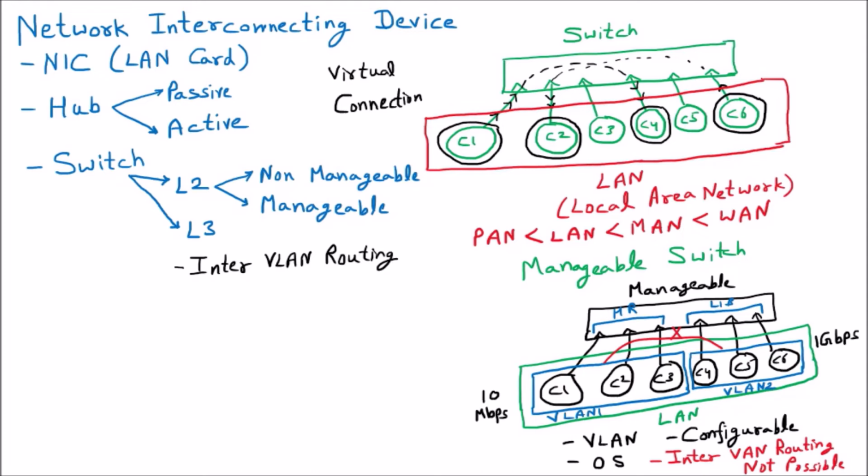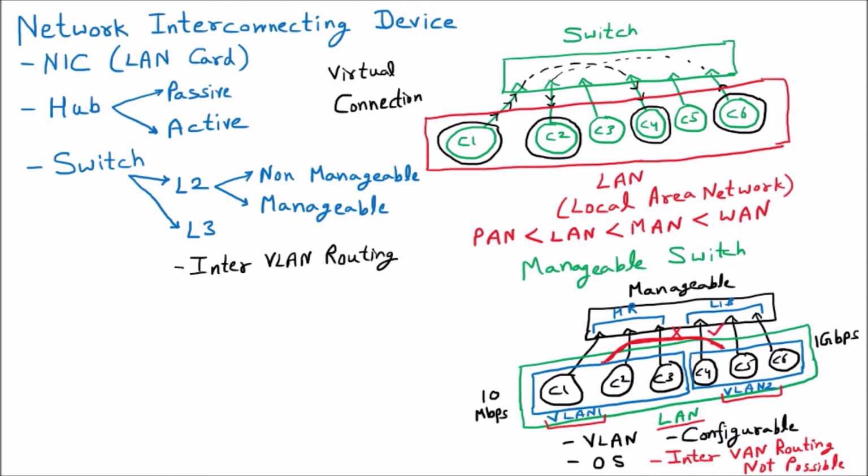Let us suppose I am taking the same diagram. There were 6 computers connected in the LAN. Now in that LAN we have created two virtual LANs, VLAN 1 and VLAN 2. In the manageable switch they were not communicating, but now they can communicate. They can send data to each other. If they can send data from VLAN 1 to VLAN 2, that is called inter-VLAN routing. So it is perfectly fine.